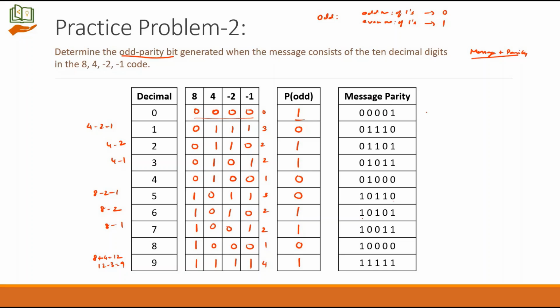Just count, and you have an odd number here. It is 1, it is 3, it is 3, it is 3, it is 1, and it is 5. So there is an odd number of ones in the message plus parity. So this is the odd parity bit that we had to determine.